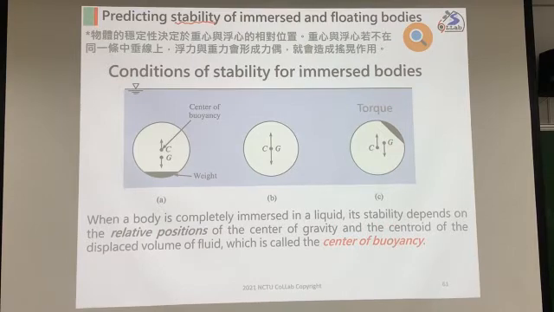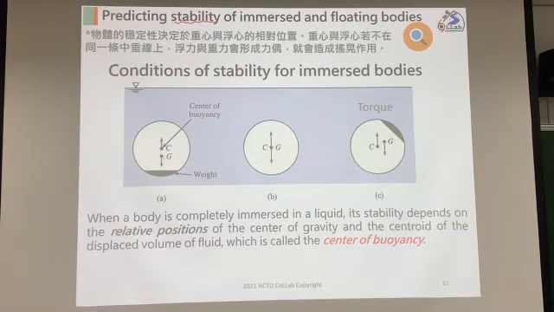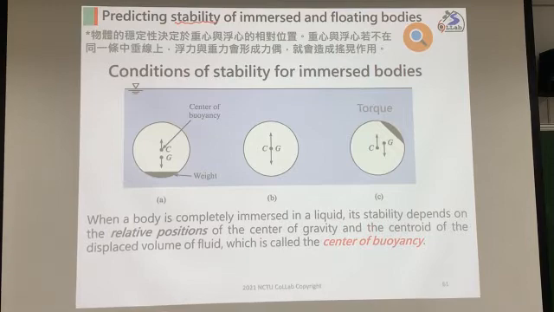So the idea is we need to understand the relative positions of the centers of gravity. When I say the center of gravity is G, it is the G point here. The second point is the centroid of displaced volumes of fluid, which you can also call the center of buoyancy. So we use the C point here. You just notice the relative positions between the 2 points.